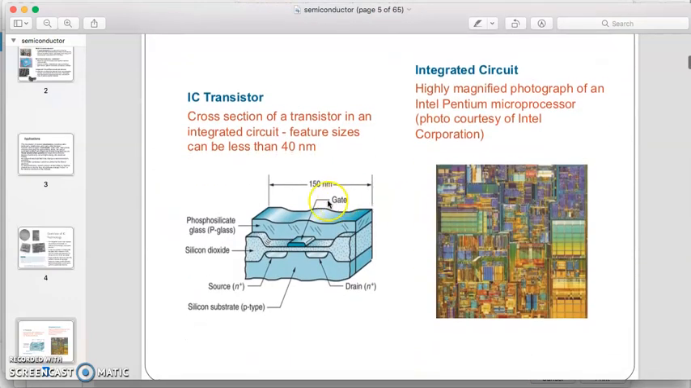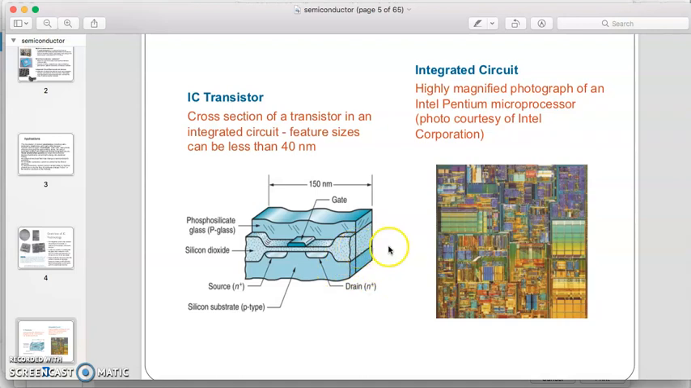Okay, this is the detailed view, the cross section of an integrated circuit. As you can see from this figure, there are many layers: the bottom layer, the middle layer, and the upper layer. So that's why the process to produce the IC is known as a layer by layer process. Later we will discuss this layer by layer process.